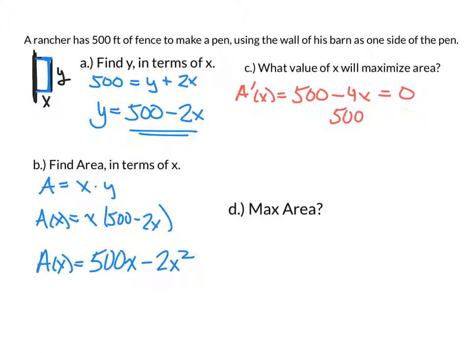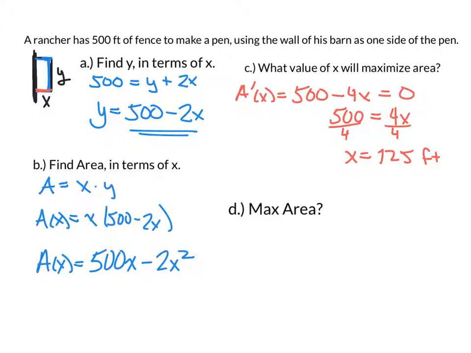If 500 is equal to 4x, and I divide both sides by 4, I get that x is equal to 125. So the value of x, this one side right here, that is going to maximize the area, is going to happen when x is 125 feet.